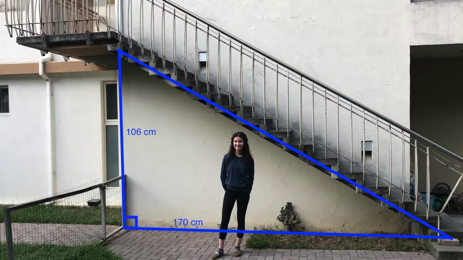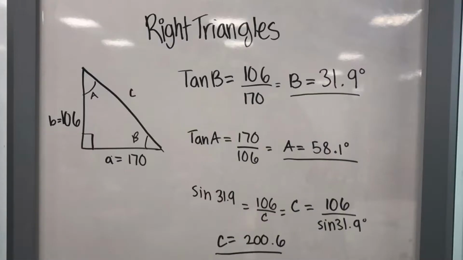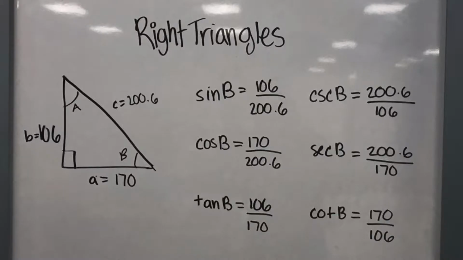I decided to use the right triangle of my stairs. So, to get all the sides and angles, I used SOHCAHTOA, and then I got all the sine, cosine, tan, and all its inverses.